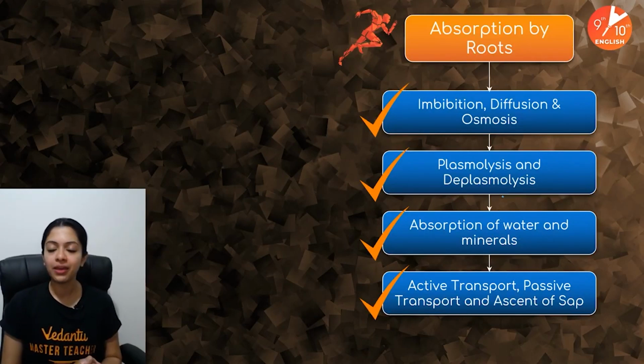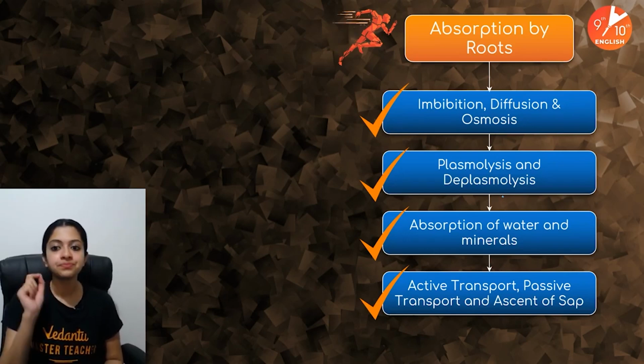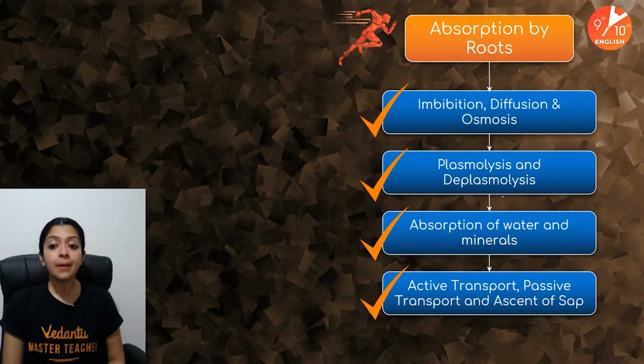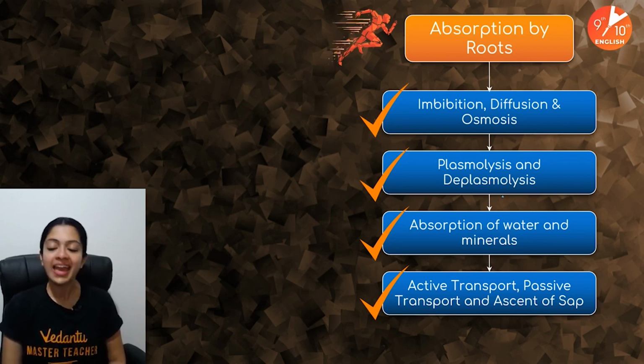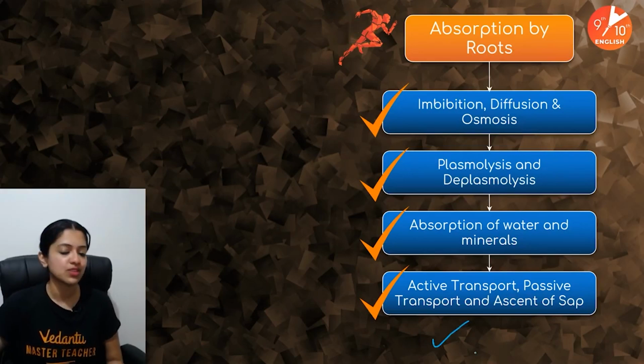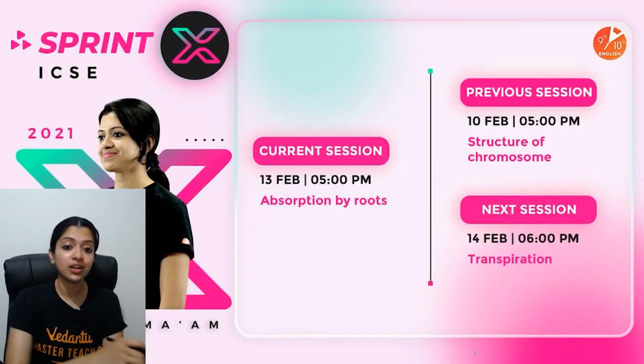And yes, children, there we go. Today we've discussed all of this. Absorption by roots, imbibition, diffusion and osmosis, plasmolysis and deplasmolysis, absorption of water and minerals, and also about active transport, passive transport, and ascent of sap. We're done with all of these major concepts.